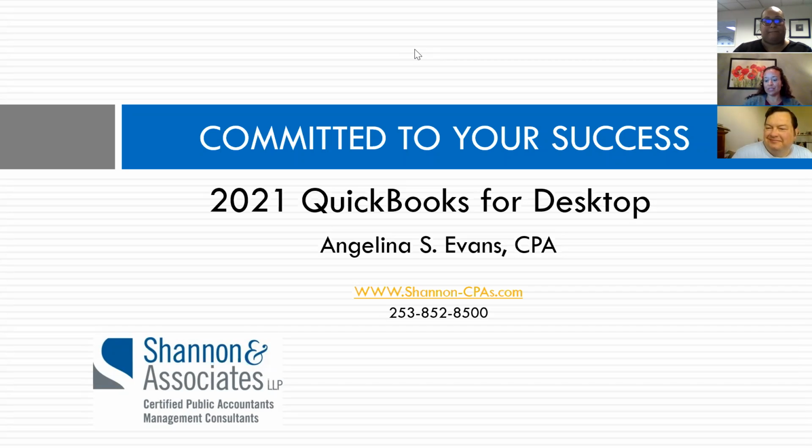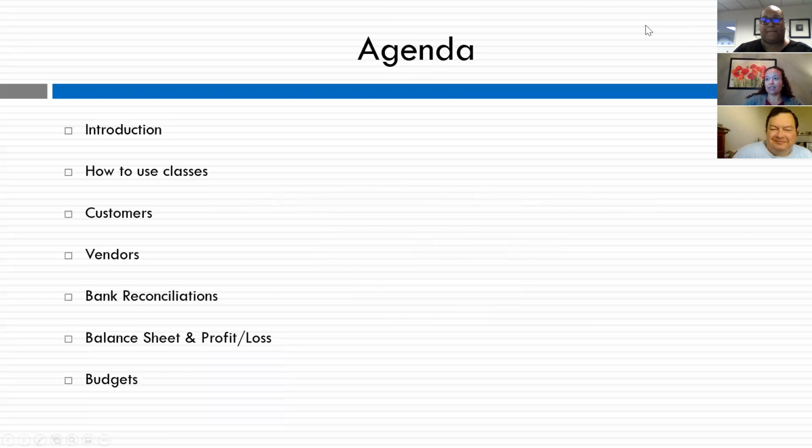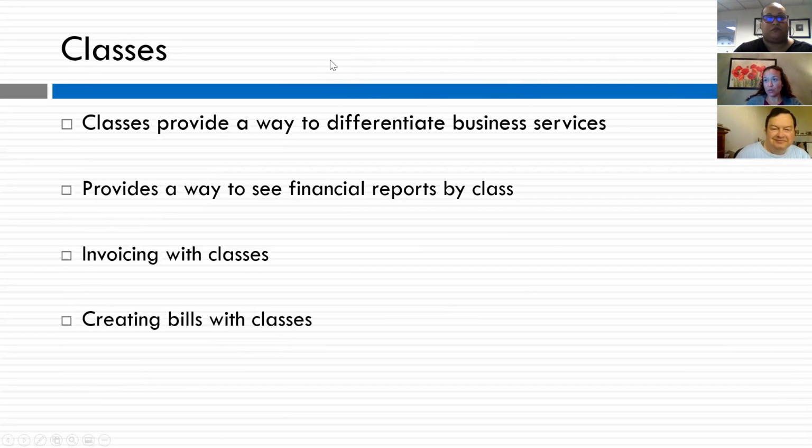So our agenda for today: we're going to go over classes. And then after we discuss classes a bit, we're going to see how those can apply toward transactions with customers, transactions with vendors. We're going to go through bank reconciliations. We'll go over the balance sheet and profit and loss and kind of go over how to read that. And we'll just briefly cover budgets.